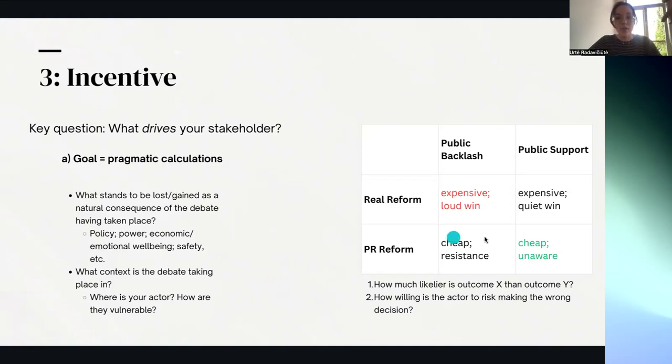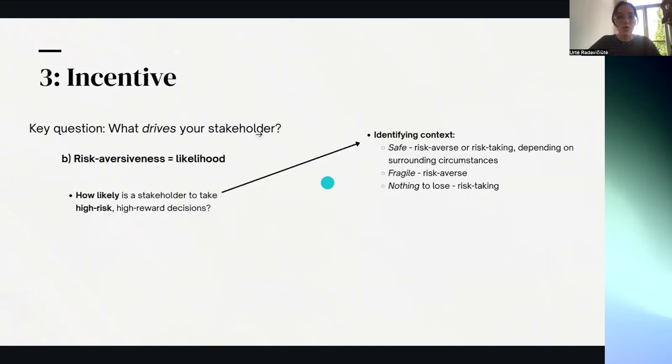And here, with the risk part, we're moving on to a second subsection of trying to understand the incentives of the stakeholder better, which is risk aversiveness. So risk aversiveness is associated with a stakeholder's behaviors in unpredictable circumstances, situations that they might not have been in before. So to do this, you need to identify the context in which they operate. Here, we have three different types of environments.